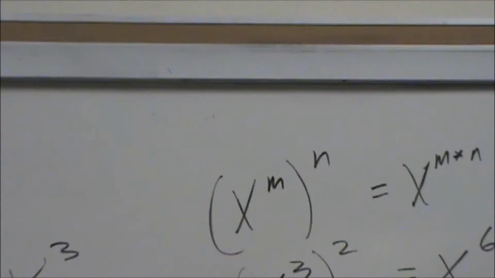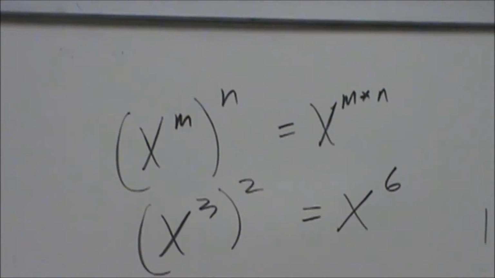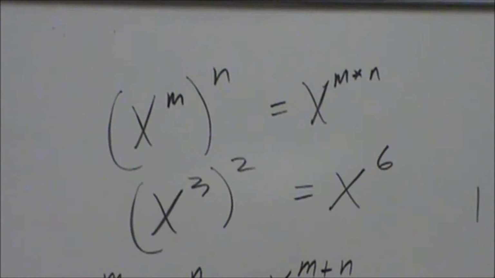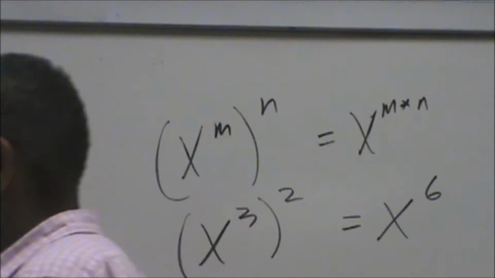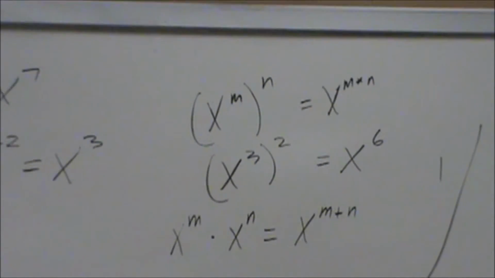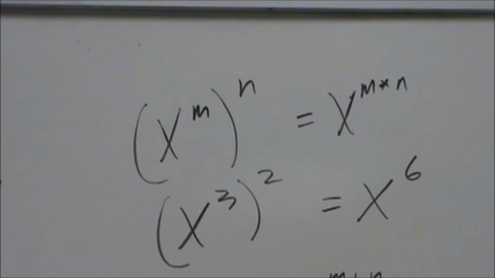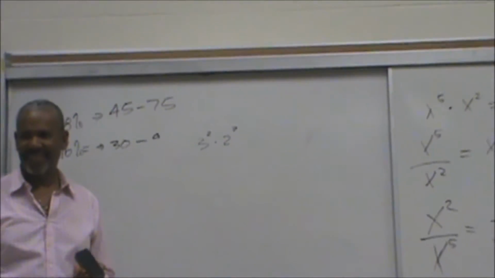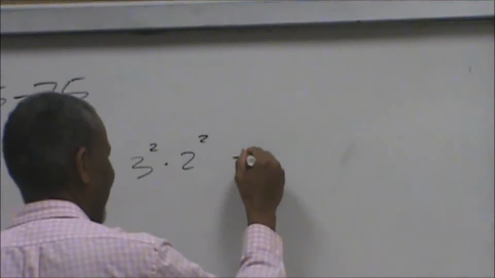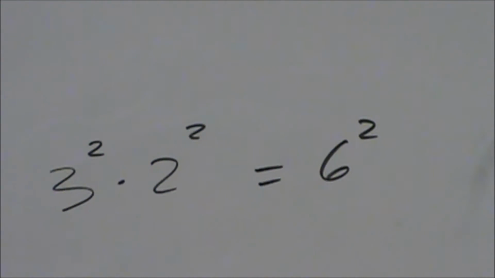That's only when the bases are the same, so you can only do that if it's 2 to the 5th times 2 to the 2nd equals 2 to the 7th. You can't do it if it's 2 to the 5th times 3 to the... well, yes and no. Because I can do this: if I have 3 to the 2nd and 2 to the 2nd, that's 6 to the second. So it wouldn't be 6 to the 4th. No, you can't do it both ways.